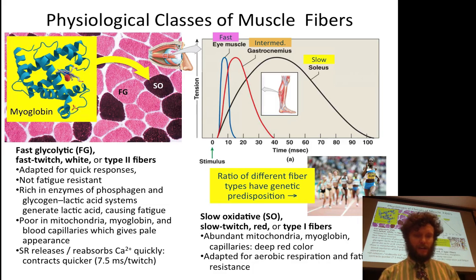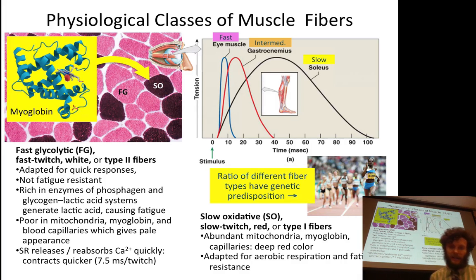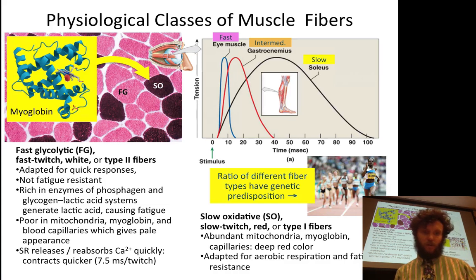So these fast glycolytic, fast twitch, or type 2 fibers, are adapted for quick responses. They are not fatigue resistant, whereas these slow oxidative muscle fibers, or type 1 fibers, are very fatigue resistant. They are not tuned for anaerobic response.